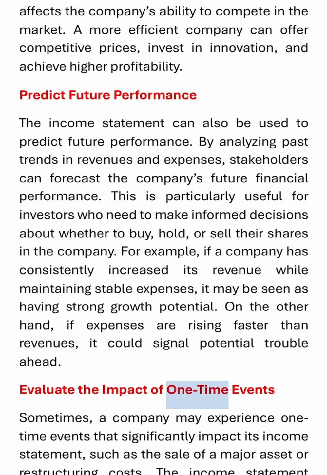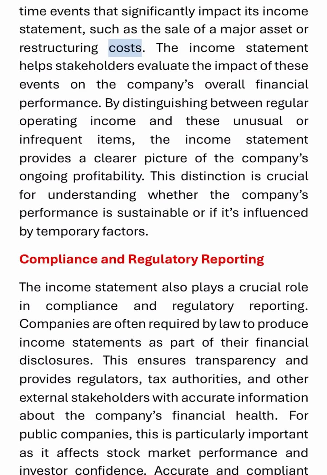Evaluate the impact of one-time events. Sometimes, a company may experience one-time events that significantly impact its income statement, such as the sale of a major asset or restructuring costs. The income statement helps stakeholders evaluate the impact of these events on the company's overall financial performance. By distinguishing between regular operating income and these unusual or infrequent items, the income statement provides a clearer picture of the company's ongoing profitability. This distinction is crucial for understanding whether the company's performance is sustainable or if it's influenced by temporary factors.